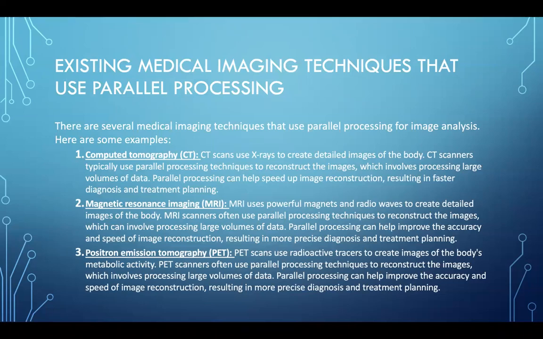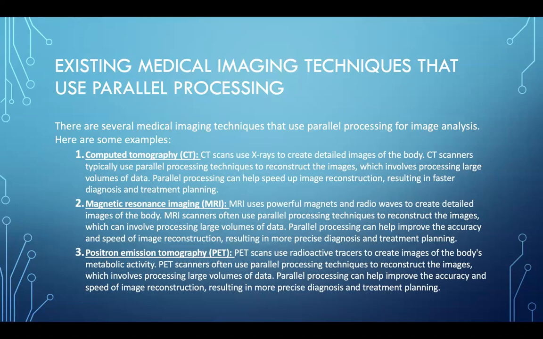Magnetic resonance imaging. MRI uses powerful magnets and radio waves to create detailed images of the body. MRI scanners often use parallel processing techniques to reconstruct the images, which can involve processing large volumes of data. Parallel processing can help improve the accuracy and speed of image reconstruction, resulting in more precise diagnosis and treatment planning.